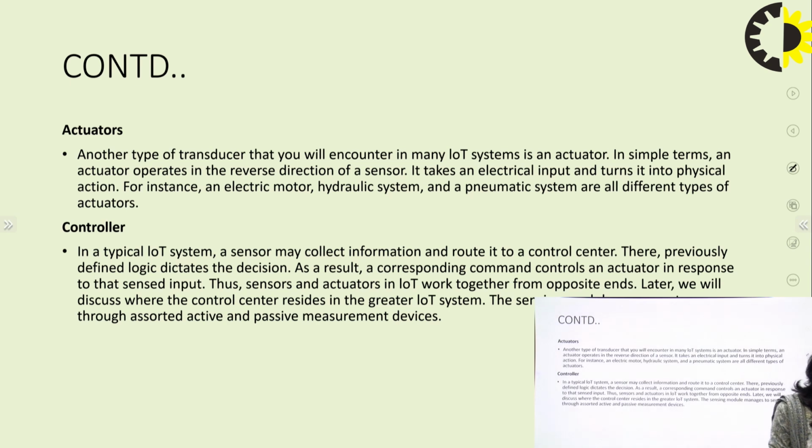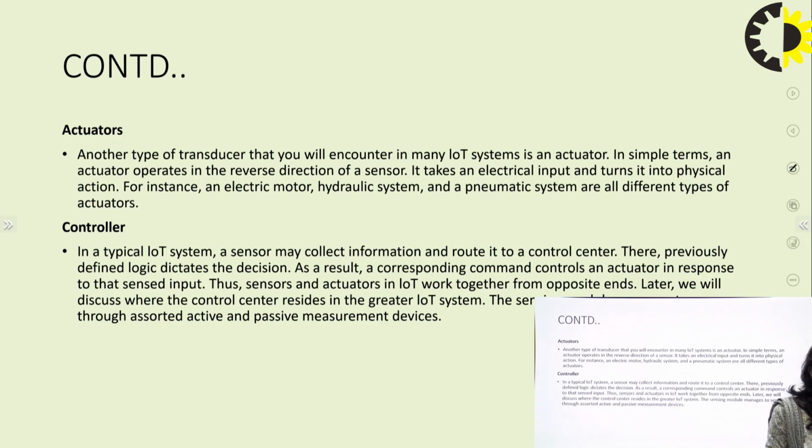Basically, the other type of transducer that you will encounter in many IoT systems is an actuator. In simple terms, an actuator operates in the reverse direction of a sensor. It takes an electrical input and turns it into physical action. For instance, an electrical motor, a hydraulic system, and a pneumatic system are all different types of actuators.